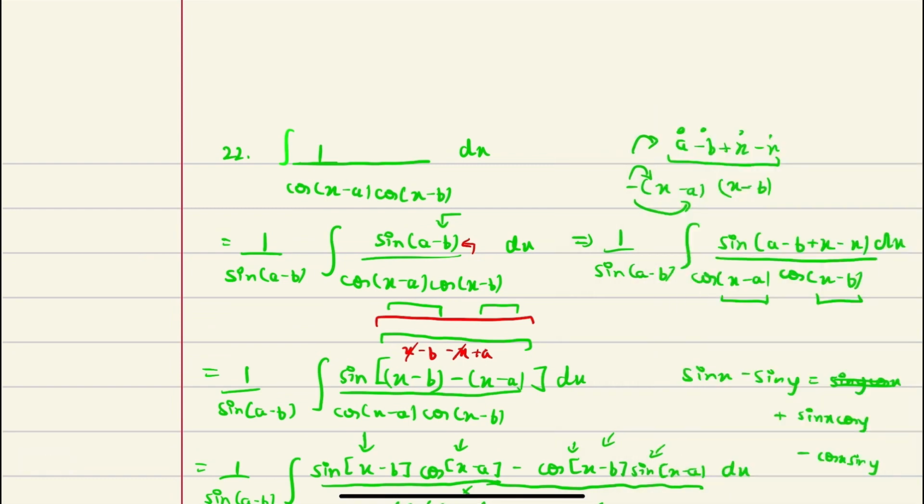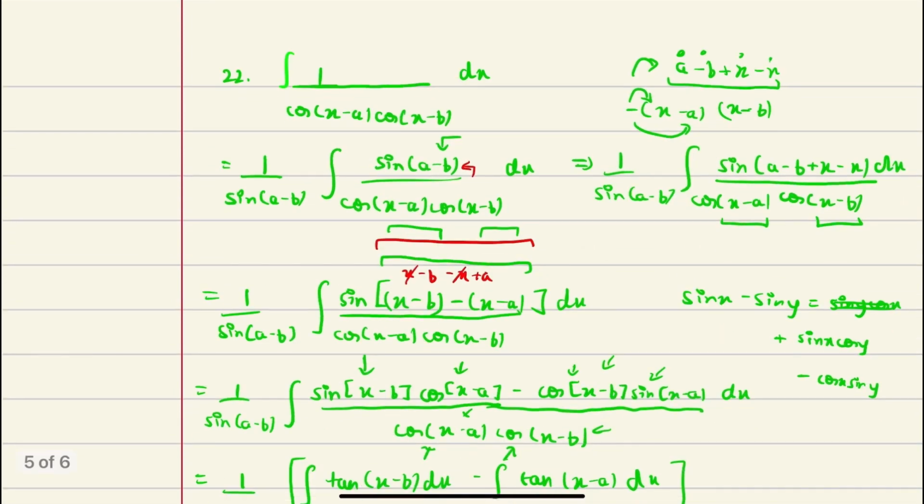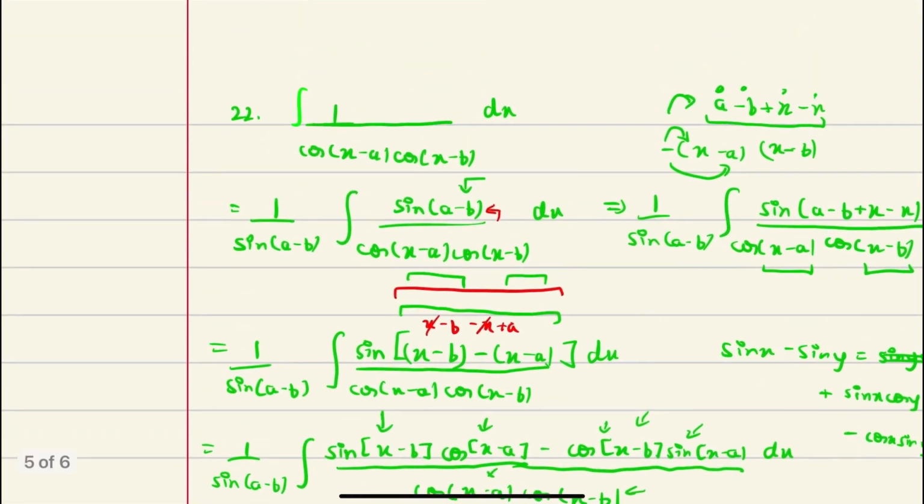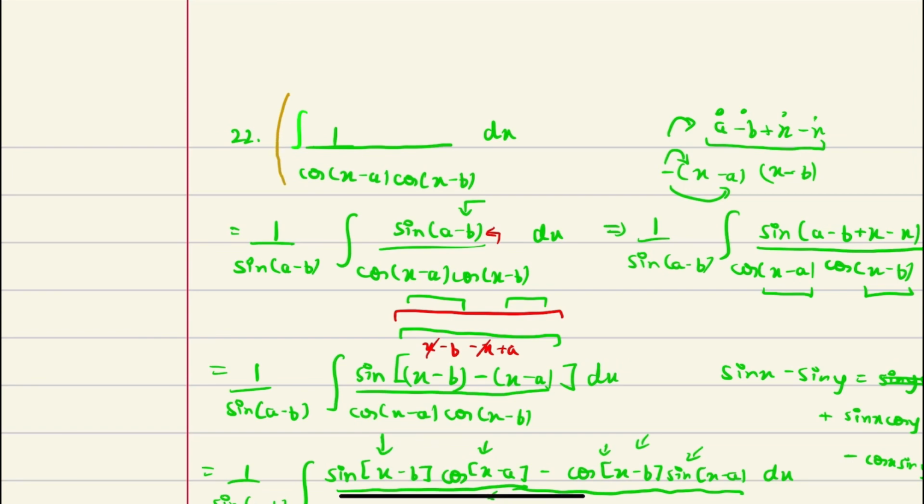This is probably the most important question of this exercise, so I want you to pay attention. This question is one, and I want you to memorize this, by the way, because it has a very high chance of appearing in some exam that you'll attempt this year. This question is the integral of 1 over cosine x minus a times cosine x minus b dx, where a and b are constants and x is the variable.